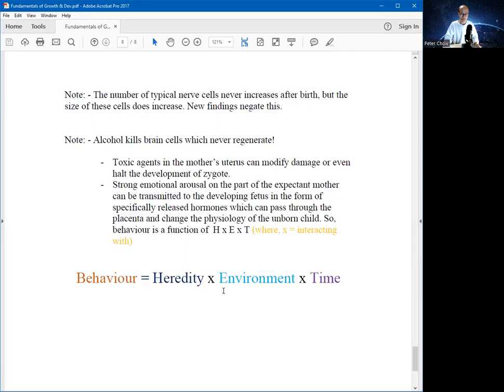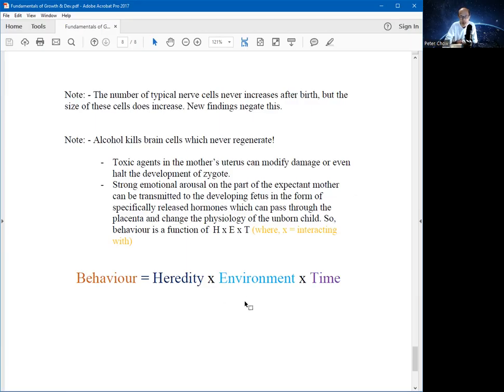heredity interacting with environment and interacting with time. Okay, so this is the first equation in psychology, non-mathematical. It is very important.